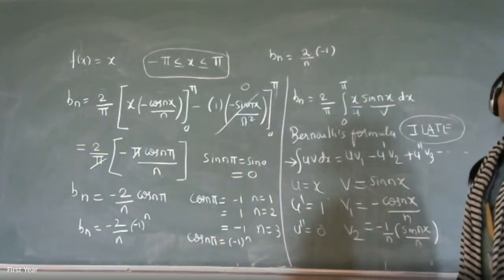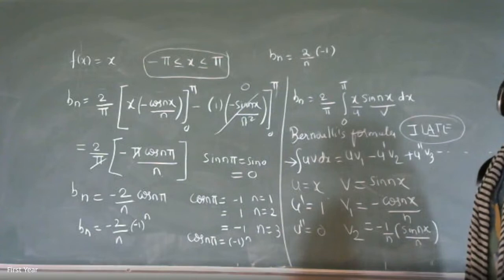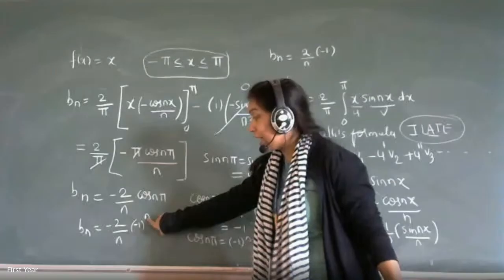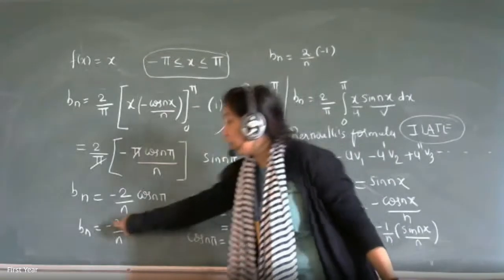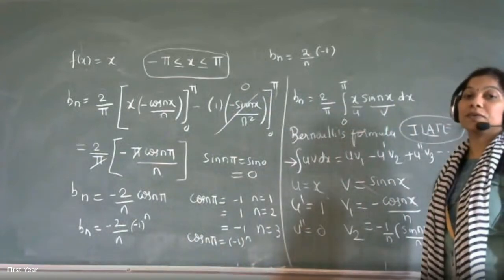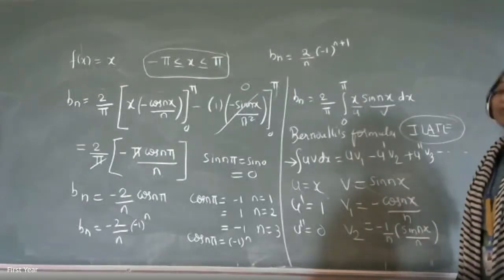How many -1 signs are there? 2, 2, 1. These are n, and this is one more, no? So total n plus 1, isn't it? Yes, ma'am. So this is Bn is 2 upon n into (-1) to the power n plus 1.